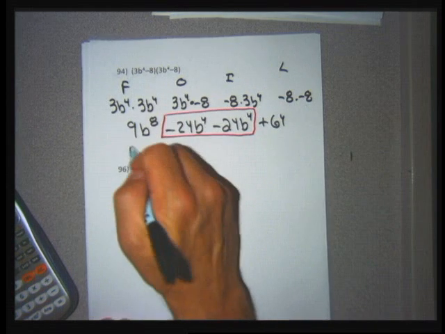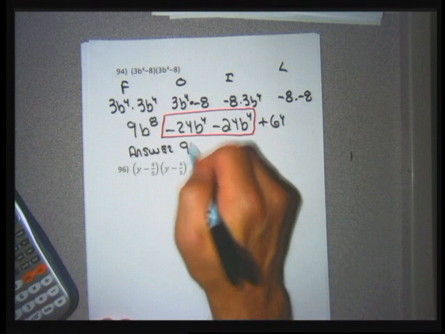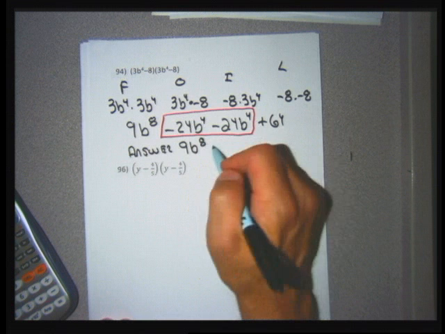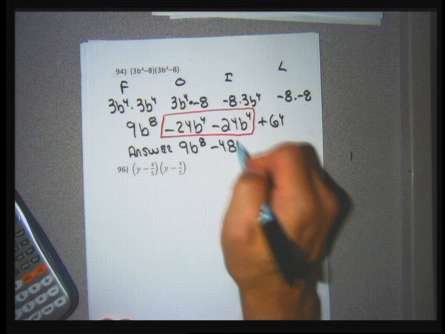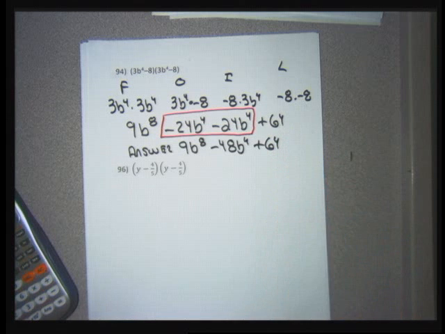In my answer, I'm going to bring down the 9b to the 8th. I'm going to get a minus 48b to the 4th. When you're adding or subtracting, the letters don't change, just the coefficients change. And I bring down the 64.